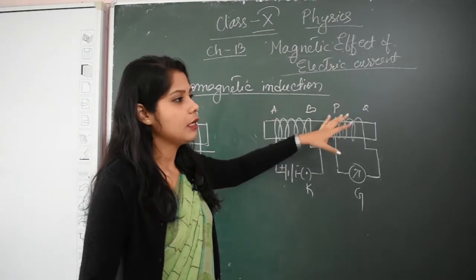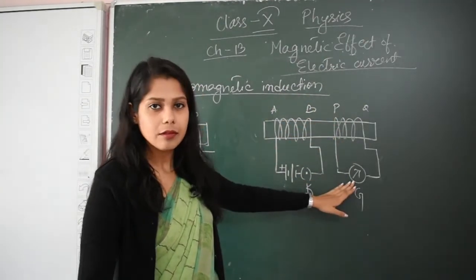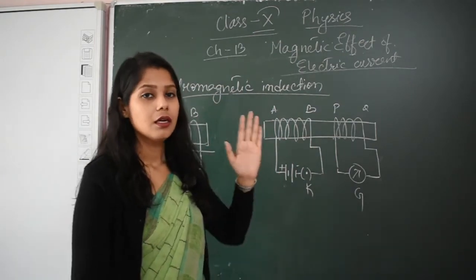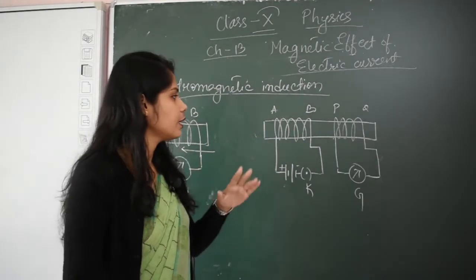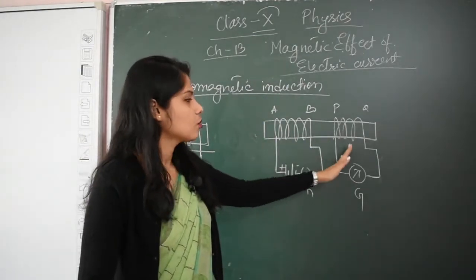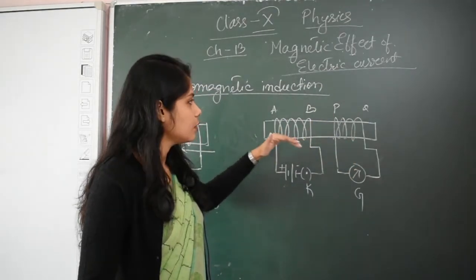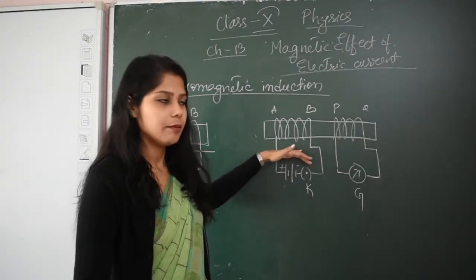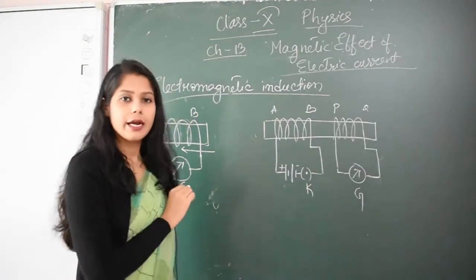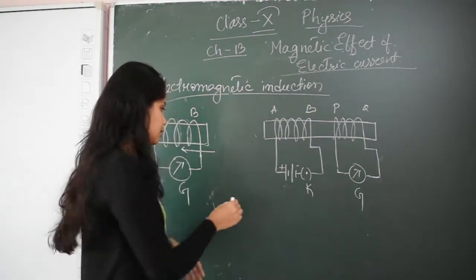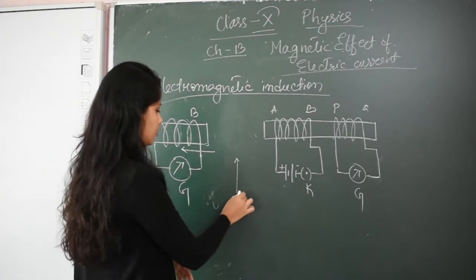And this PQ will gain some current, and if the galvanometer is showing some deflection and it is not at the 0 point, either to the left or right, then we can say that yes, this coil is gaining some current with the help of the magnetic field from the coil AB. Now how much current it is gaining, the galvanometer shows if this is the 0 deflection.